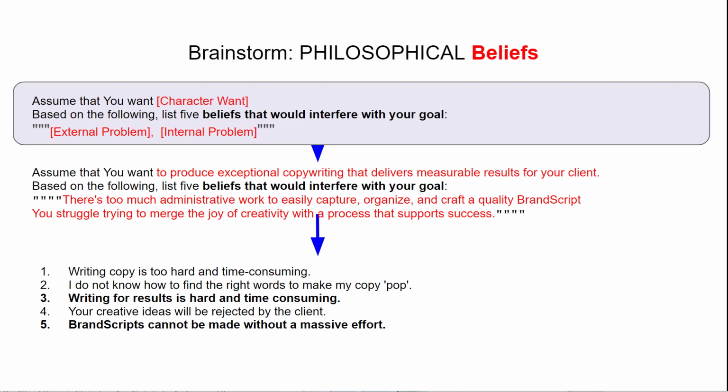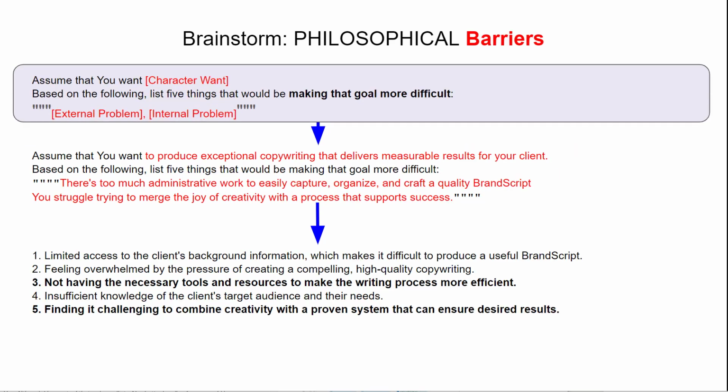When we get to the philosophical problems, we've got two ways to dive deeper based on what we've already created. The first is by asking about what beliefs would be interfering with your goal, where we are feeding it the internal and external problems that we've already chosen. Every one of the beliefs that it identified are potential barriers that copywriters face, some more than others.